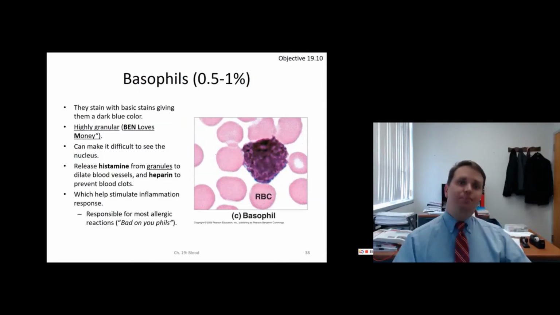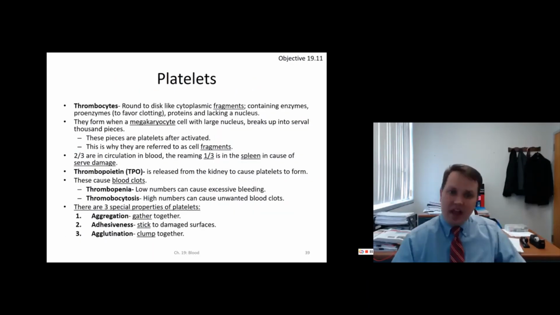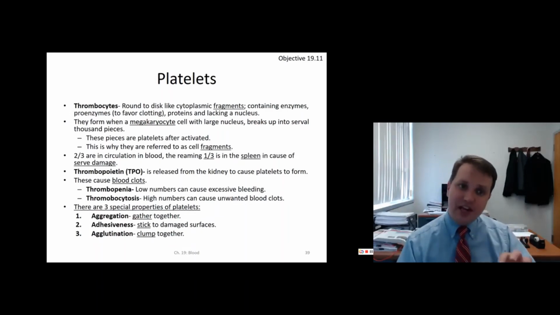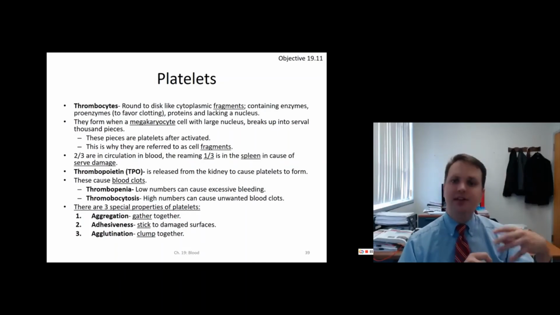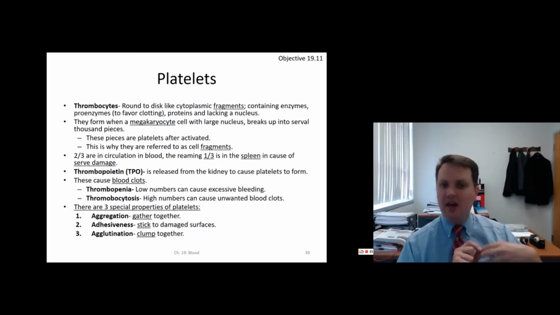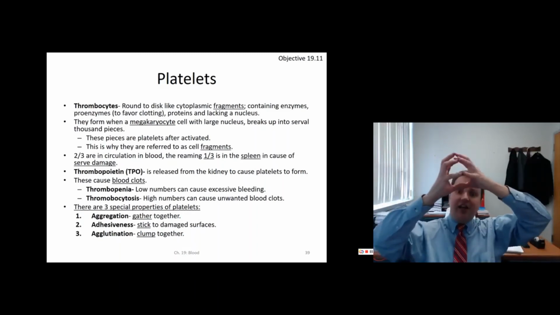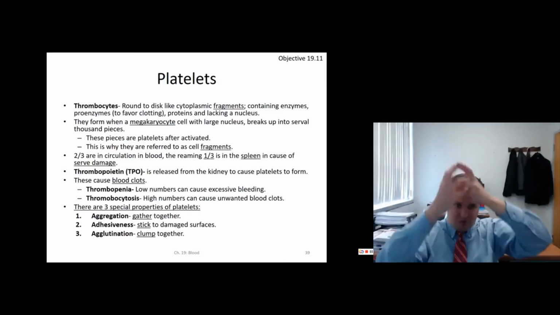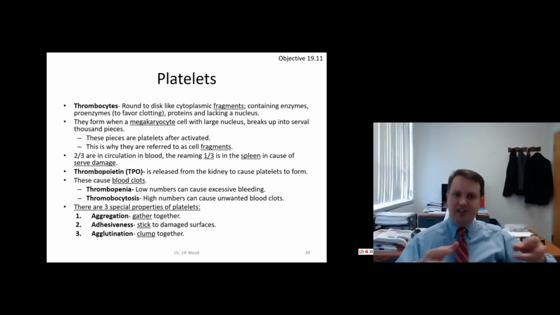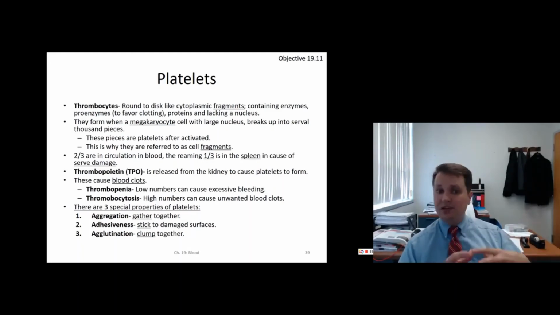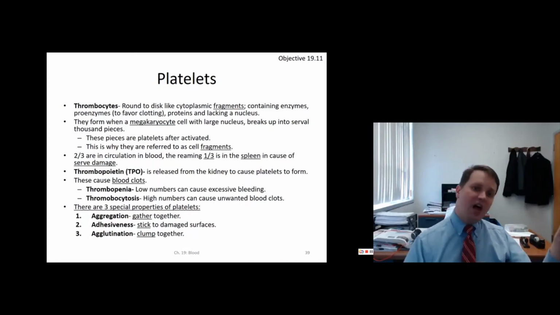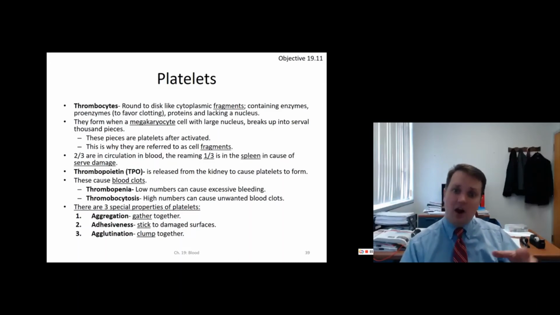So platelets or thrombocytes, they are these disc-like fragments, and there are enzymes to help favor clotting. They don't have a nucleus, but they carry these enzymes to help us make proteins. There's a cell called a megakaryocyte, and the megakaryocyte's massive. Then he breaks up into many pieces, and these little pieces, when they're activated, are called platelets. So that's why we call them cell fragments. Now, about 2/3 of these platelets are in the blood, and the remaining third is in your spleen.